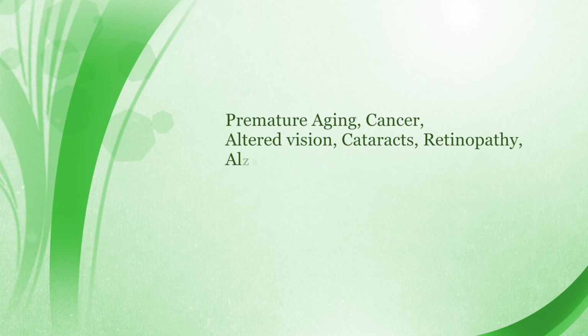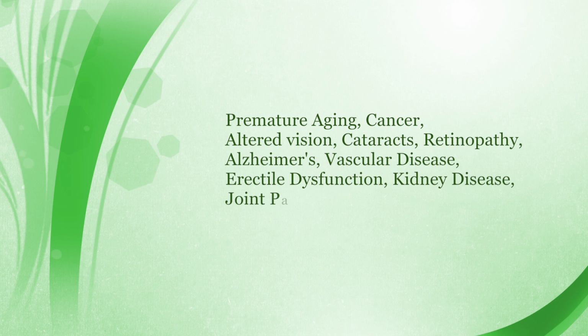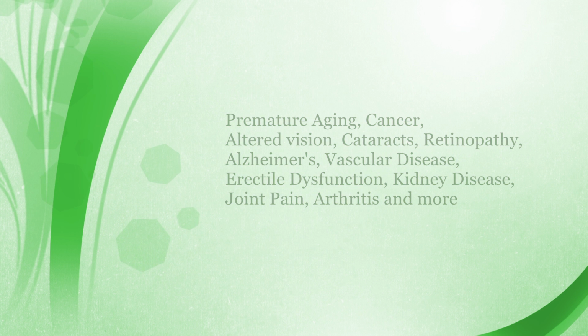Chronic high sugar intake can also cause glycation. Glycation means when a sugar molecule is binding to a protein molecule. Glycation is linked to a host of different things, such as premature aging, cancer, altered vision, cataracts, retinopathies, Alzheimer's, vascular disease, erectile dysfunction, kidney disease, joint pain and arthritis, and a host more. As you can see, there's a host of problems that can come from a chronic high sugar diet. So we want to start watching that.